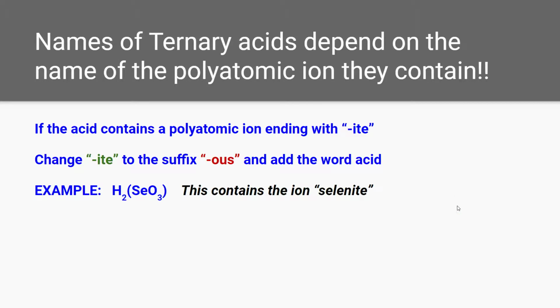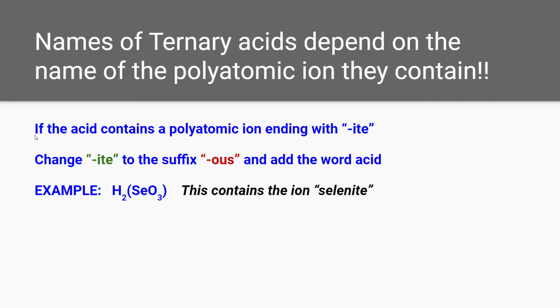Okay, to name the names of ternary acids, you need to know that ternary acids depend upon the name of the polyatomic ion that they contain. Ternary acids are always comprised of hydrogen and some polyatomic ion. So we have two basic rules that we have to follow when naming ternary acids, and it depends upon what the name of the polyatomic ion is.